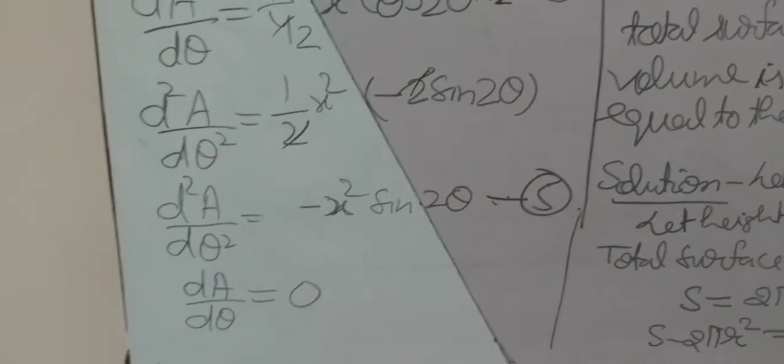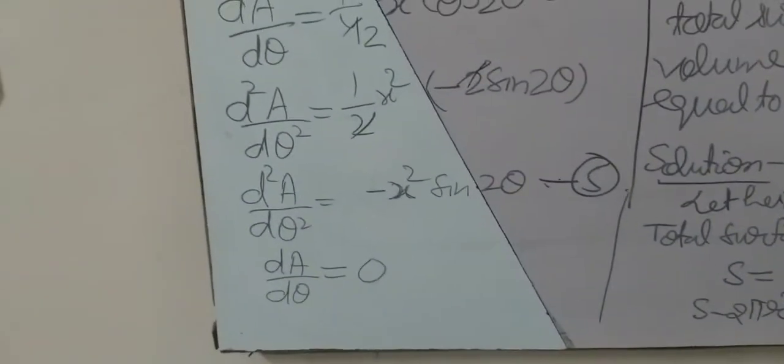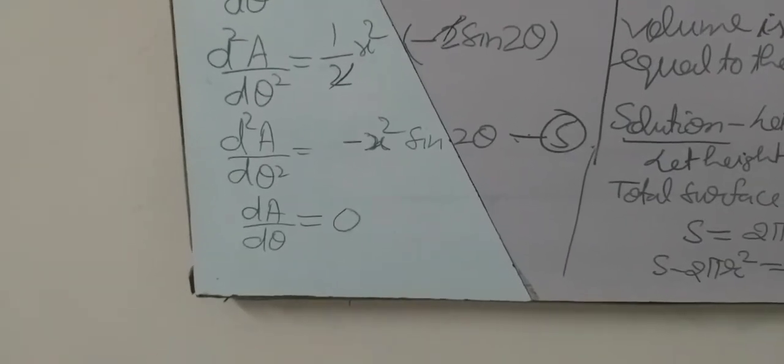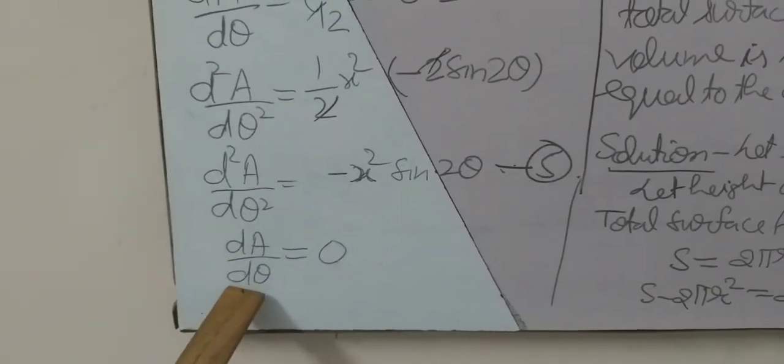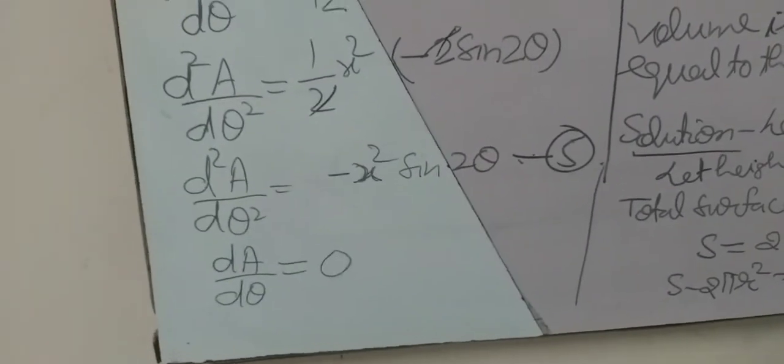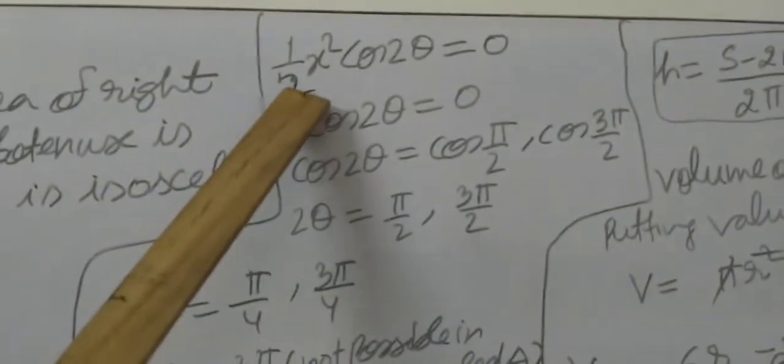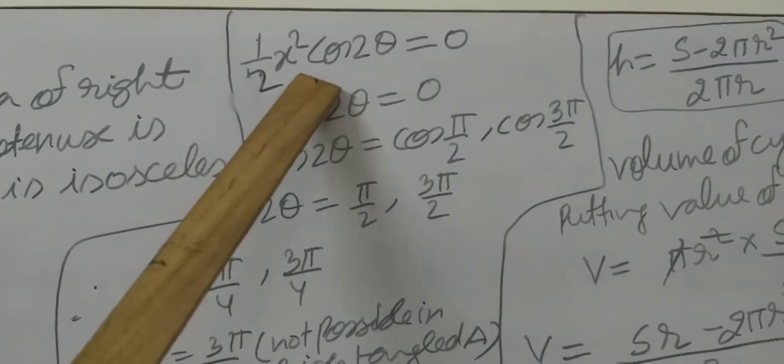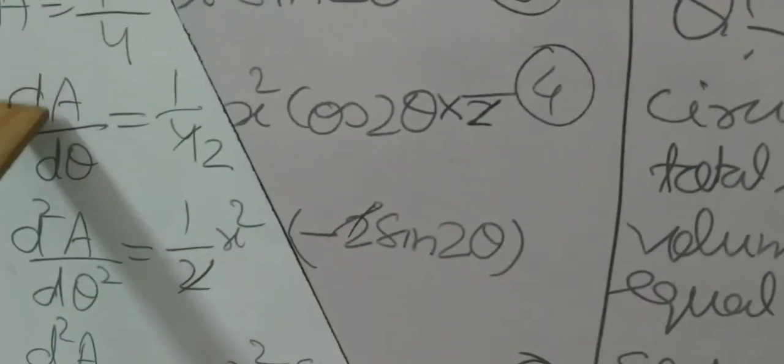Equation number 5. Now students, to find out the point of maxima or minima, we have to put dA upon d theta equals 0. So dA upon d theta, value 1 upon 2 x square cos 2 theta equals 0. This is the value of dA upon d theta.